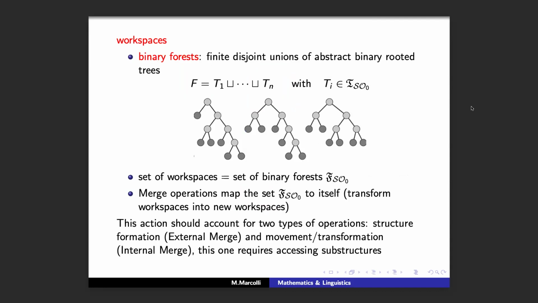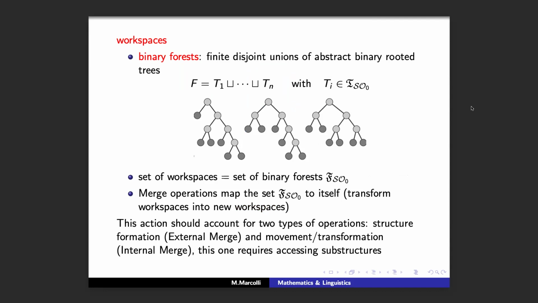So the natural way to define this thing is to say that a workspace is a forest of non-planar binary rooted trees. So this is the disjoint union of a bunch of these objects. And of course, this includes in particular the case where the trees are just trivial trees that consist of a single leaf with a decoration by a lexical item, syntactic feature.